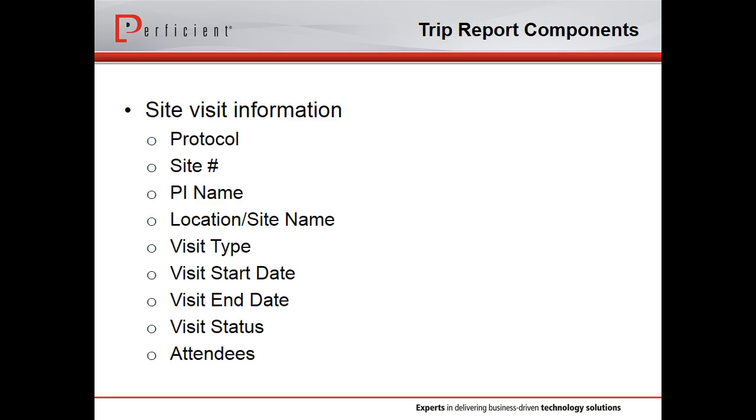So for site visit information, these are basic facts that need to be captured in each trip report. Really the background details about the site visit. So again, high-level information about the site, the type of visit, the visit start and end dates, the status, and who was actually present at that visit. So this is really just the high-level information about the actual site visit itself.